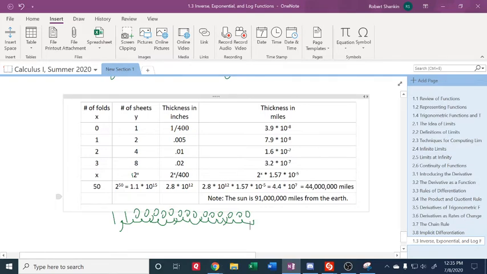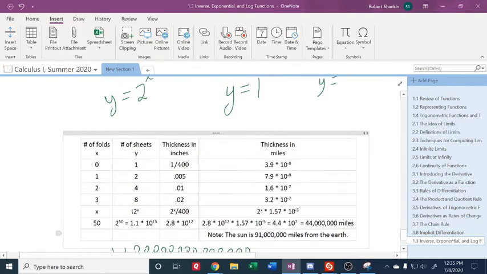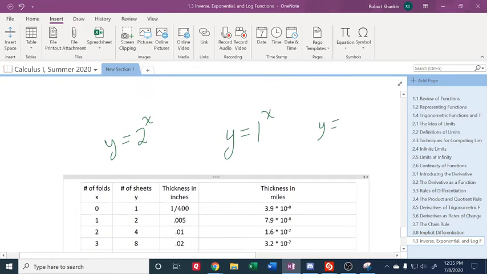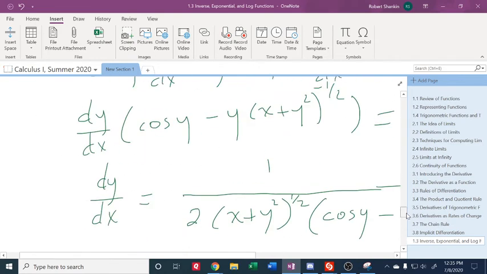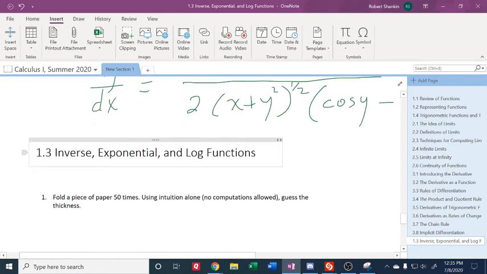And then when you convert this to miles, it's just gigantic. All right. Now, this exponential growth. So the topic is inverse, exponential, and log functions. We're starting with exponential. We're going to see the inverse of the exponential is the log function. So the exponential is the right place to start.